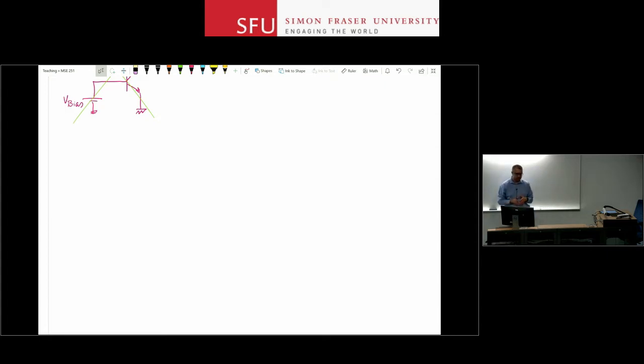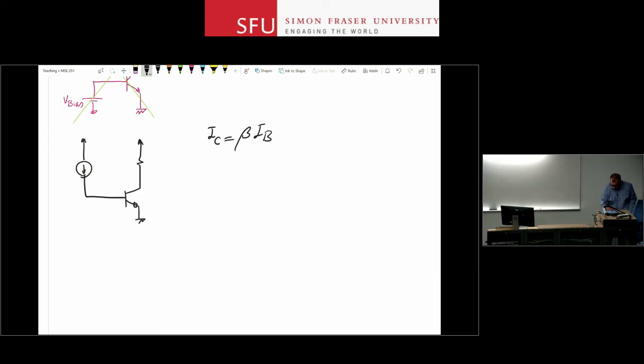The second approach that may come to your mind is from the other equation that we had. Remember that IC was beta IB. So what if, instead of setting VBE, I set IB to something that I want? So I use a current source here to get the desired IC that I want here, right?